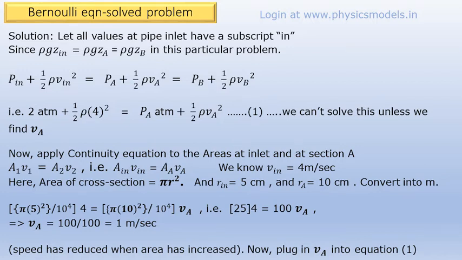So we have to find out VA, and the way to do that is to use the continuity equation, because we have the area and at least we can find out the area at section A. So A1 V1 equal to A2 V2, or A inlet into V inlet is equal to area at section A into velocity at section A. And using pi r squared, we can find out the area at section A. With that, as you can see, we can find out the velocity at section A as 1 meter per second. This we plug into equation 1 and we can find out the PA.